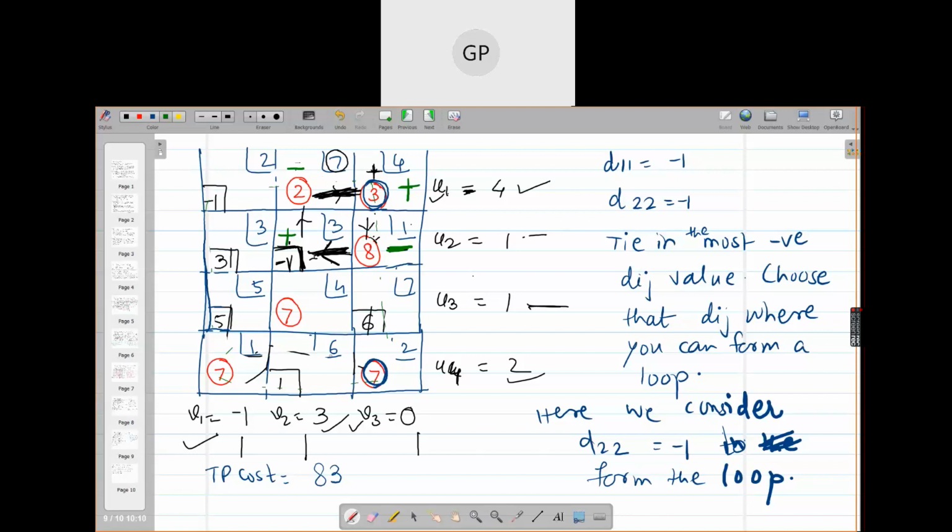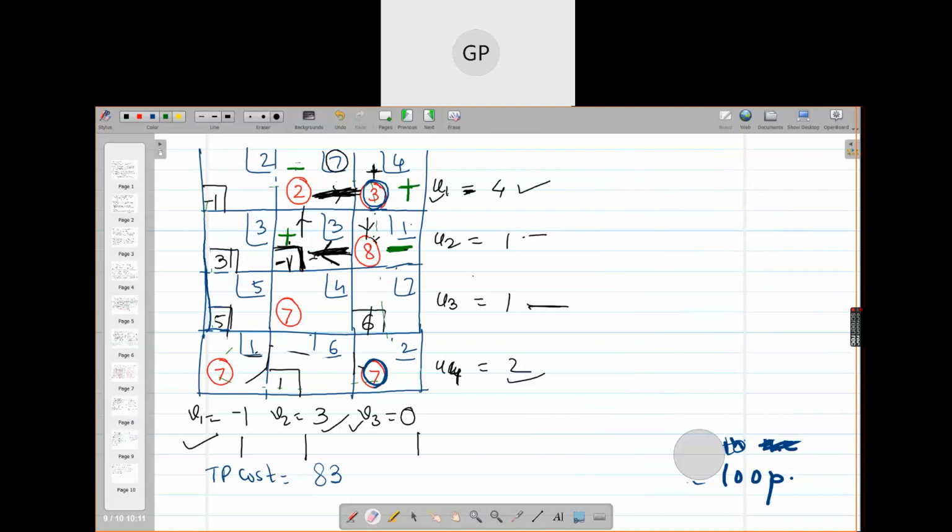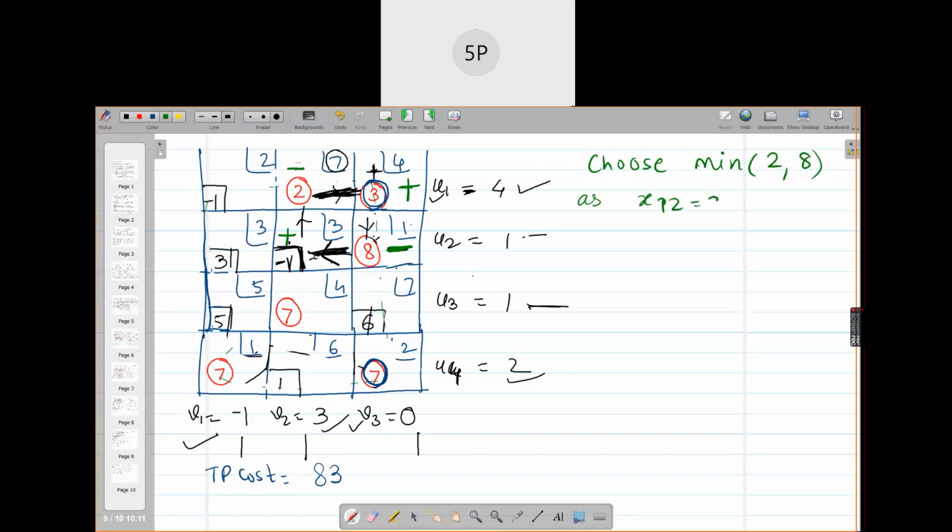Yes, ma'am. Now have you written this part? I am erasing it now. What is the next step? From the cells where you have a negative sign, okay, choose the minimum of 2 and 8. How many units are placed in the cell which has a negative sign? 2.